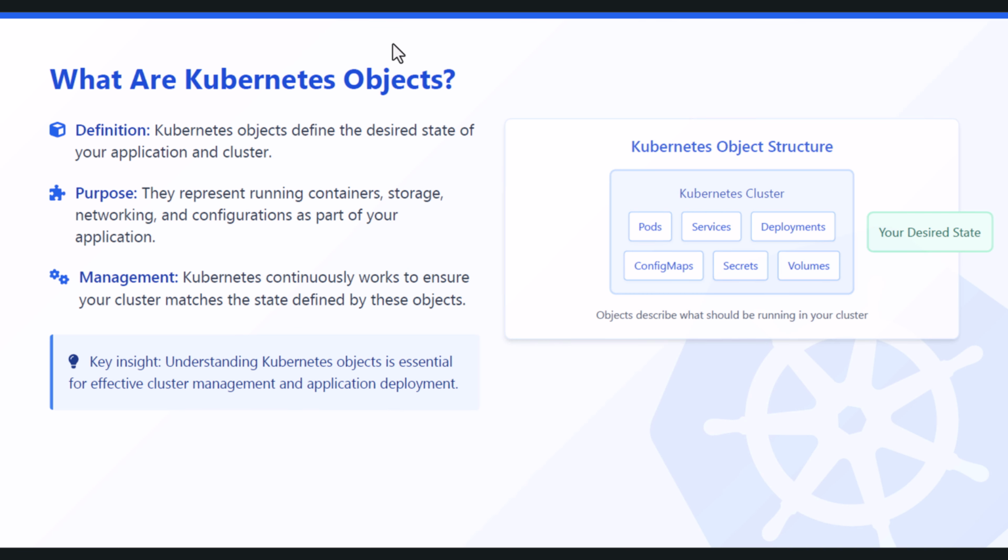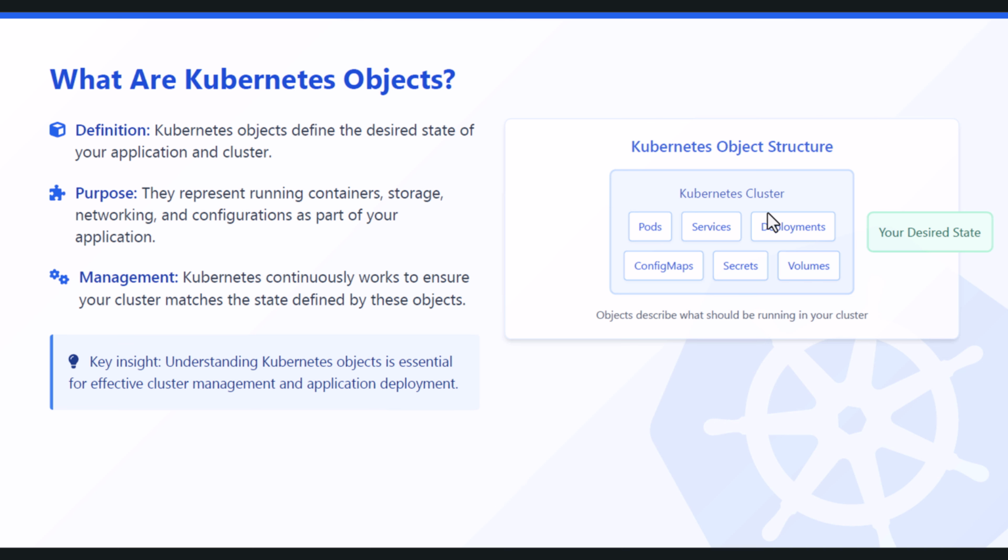Before we get into individual objects, let's take a quick look at this visual overview to understand the big picture. Kubernetes objects define the desired state of your application and cluster, including which apps should run, the resources they use, and how they should behave. They represent everything such as running containers, storage volumes, networking rules, and configuration, all defined as objects. Kubernetes consistently monitors and adjusts your cluster to match the state defined by these objects.